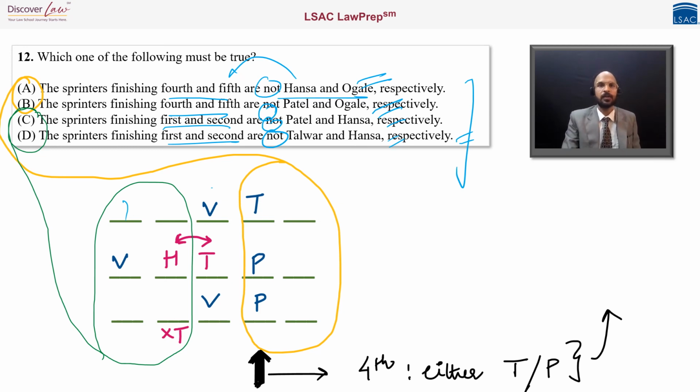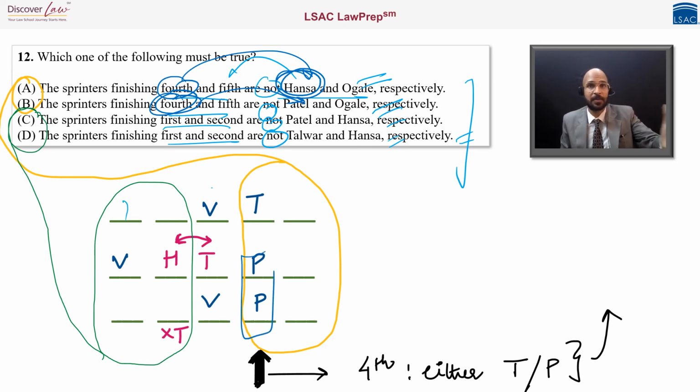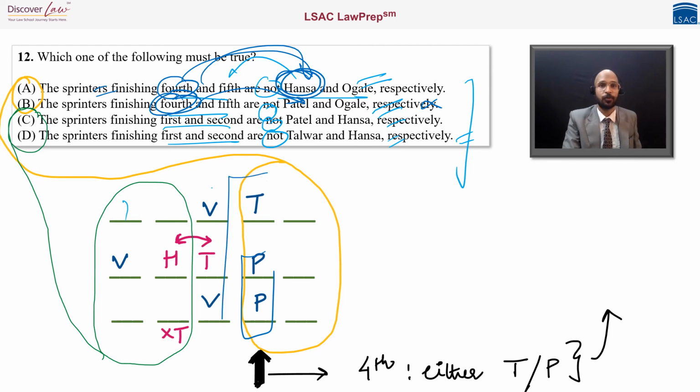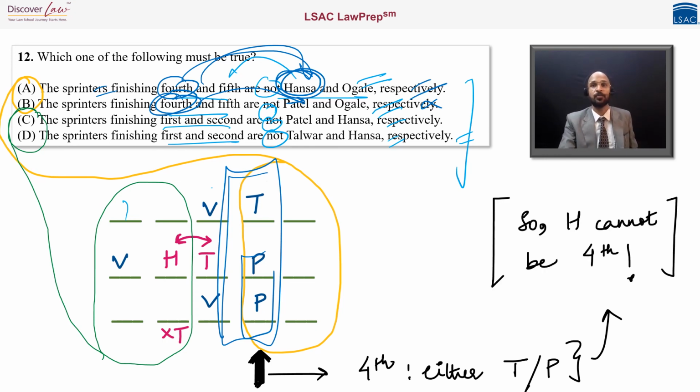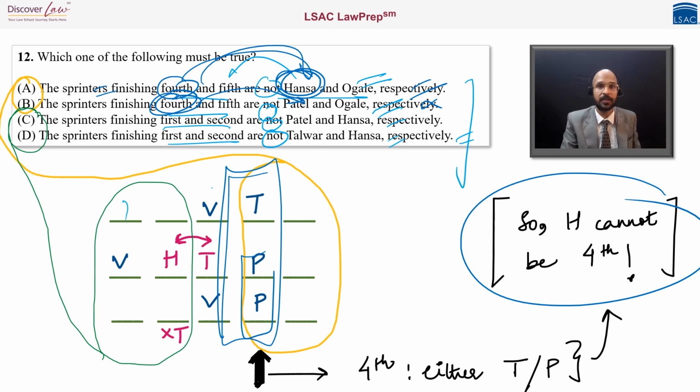Now look at position number 4 and 4 here, right? So it's saying in option A, 4th is not Hansa, and option B is saying 4th is not Patel. You see, we know that 4th could be Patel, so you cannot say that 4th cannot be Patel, right? So you cannot say B, but you can definitely say A because 4th is not Hansa. You see, 4th cannot be Hansa. Since 4th cannot be Hansa, this must be true. You've got your answer. The answer is A, right? Because you know that H cannot be in the 4th position.